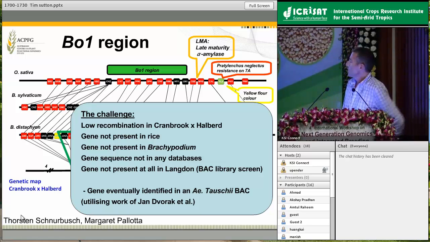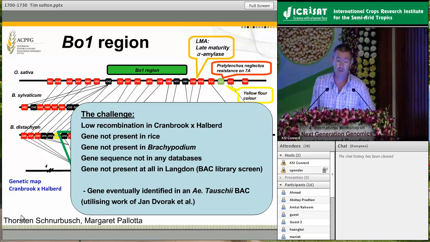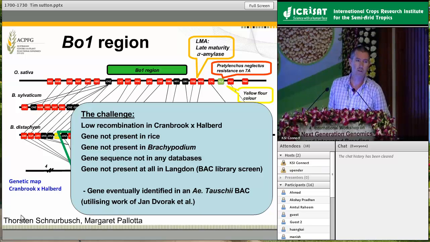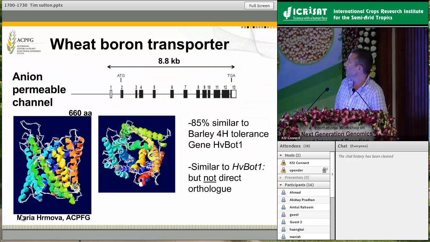And the first was that we noted a fairly low level of recombination in this region in Cranbrook and Halberd. The gene is not present in rice. The gene is not present in Brachypodium. At that stage, there weren't any gene sequences for the tolerance gene present in any sequence databases. And also the gene is not present in the BAC library that we initially started screening, in Langdon durum. So we eventually came across the gene after we started screening a Tauschii BAC library, and this was in collaboration with the work of Jan Dvorak. So it was a challenging process, but we got there in the end and we cloned a transporter gene.